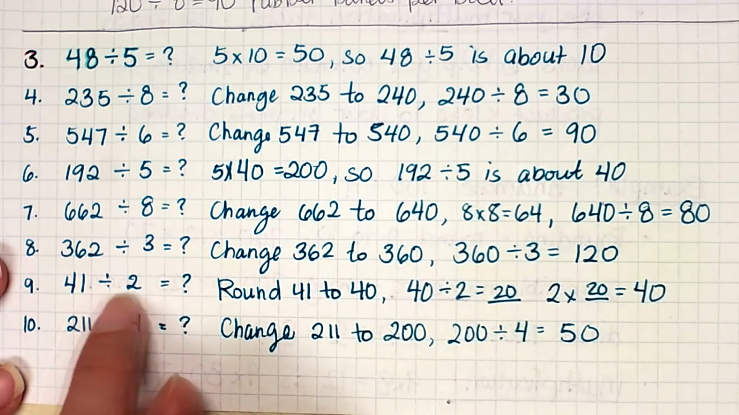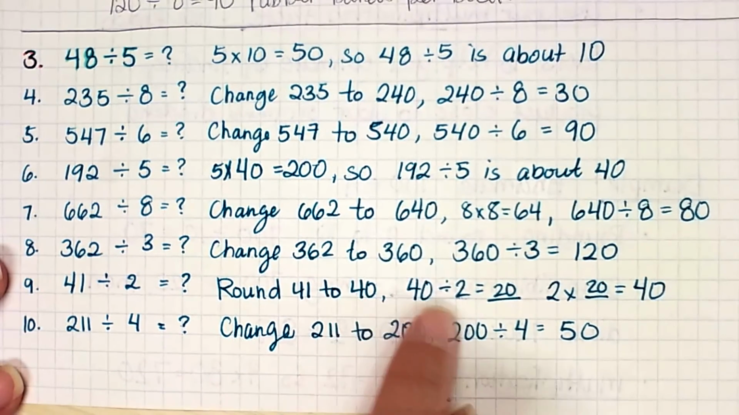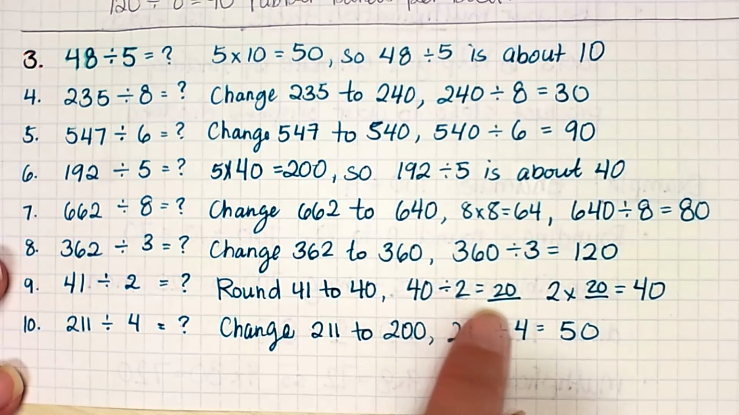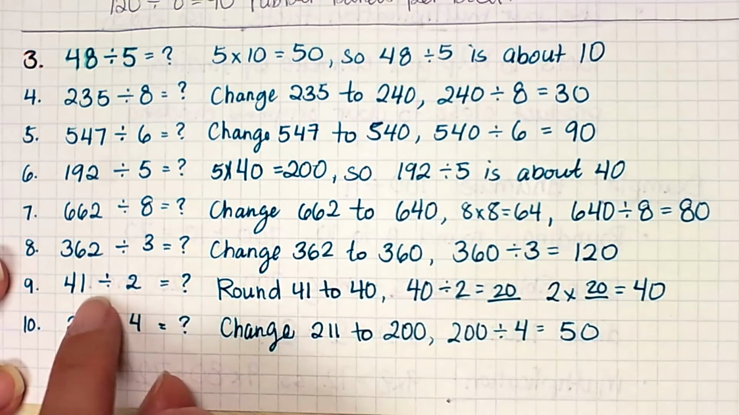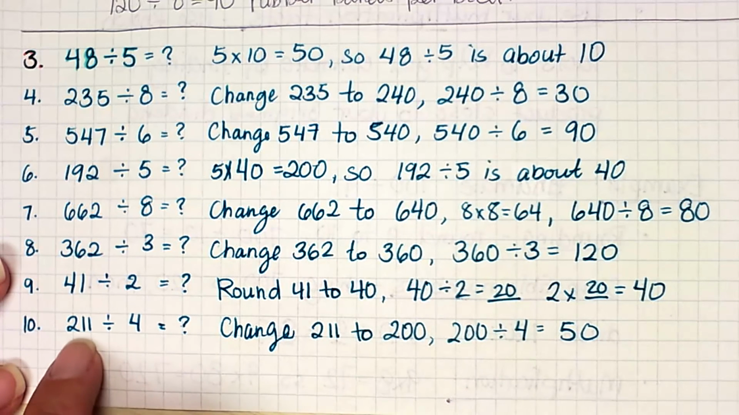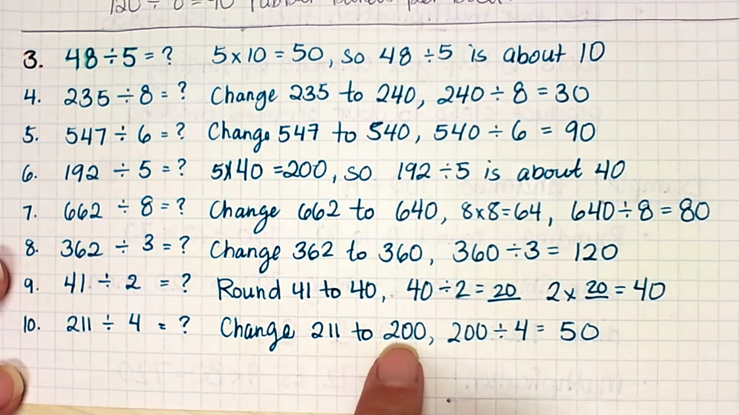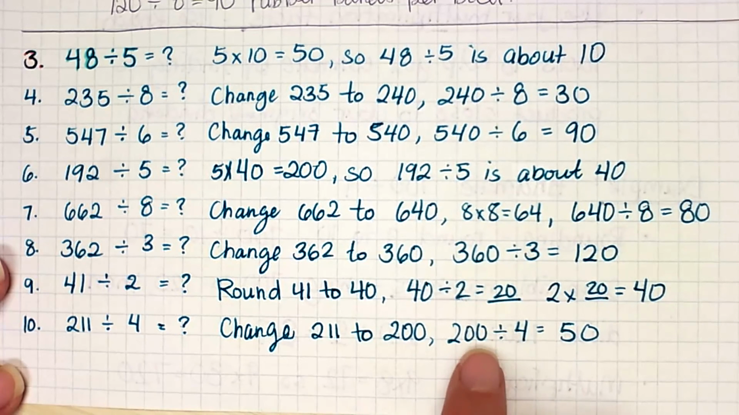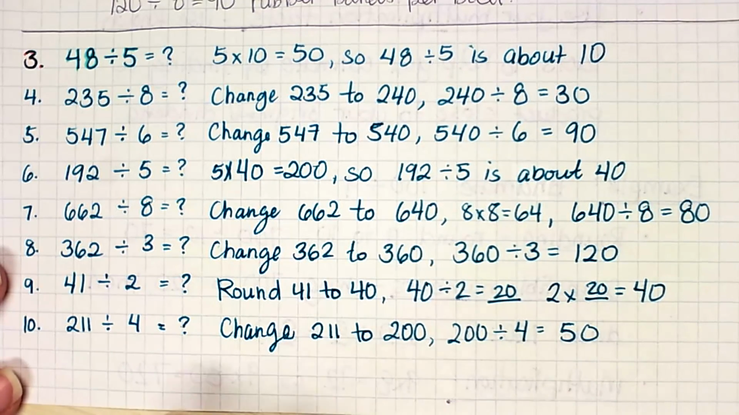For number 9, 41 divided by 2, I'm going to round that 41 down to a 40 and do 40 divided by 2. 40 divided by 2 is 20 because 2 times 20 is equal to 40. So 41 divided by 2 is about 20. And our last one, 211 divided by 4. I'm going to change that 211 to 200 using compatible numbers and do 200 divided by 4. And that's going to give me an answer of 50. So 211 divided by 4 is about 50.